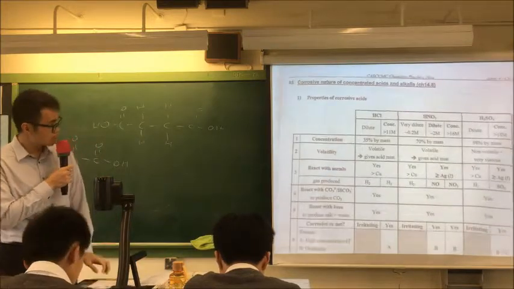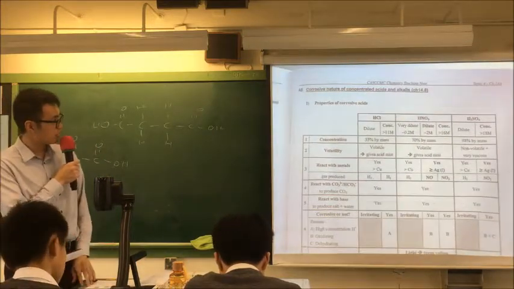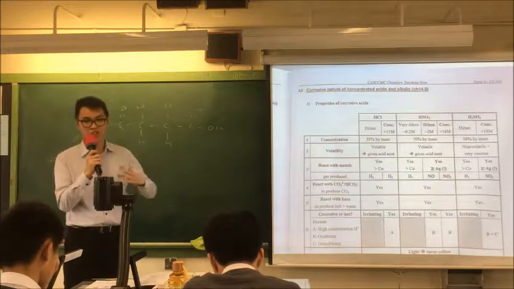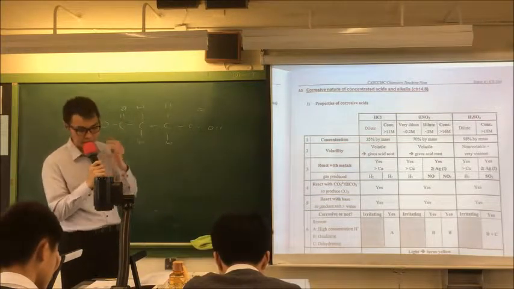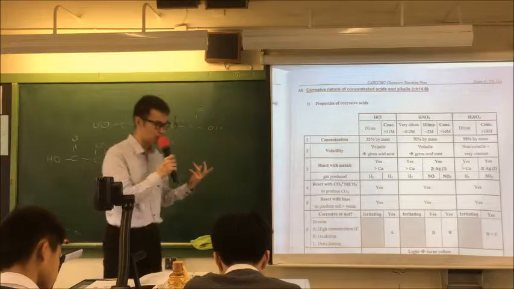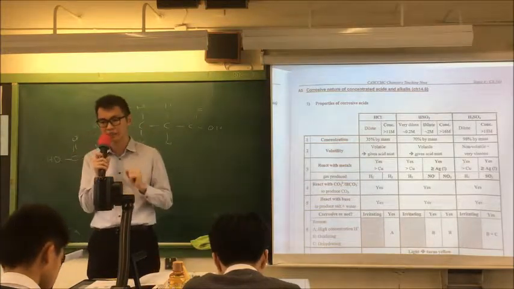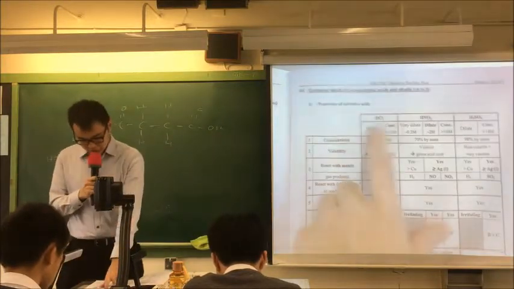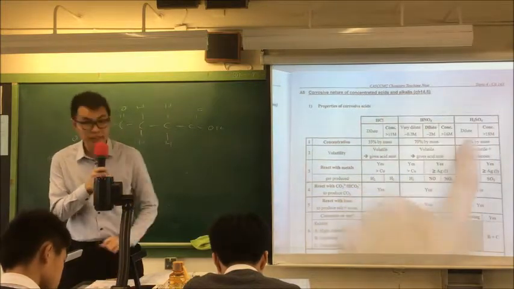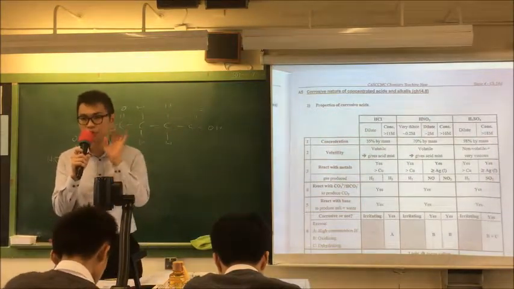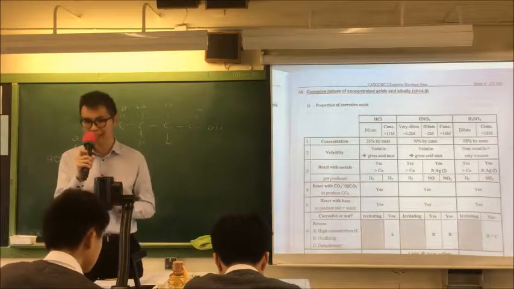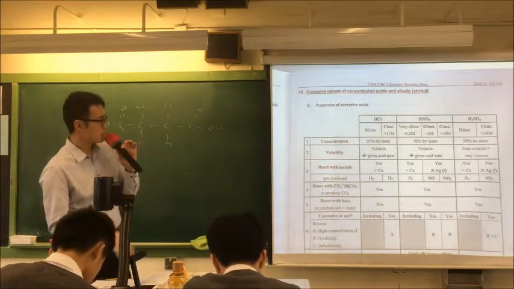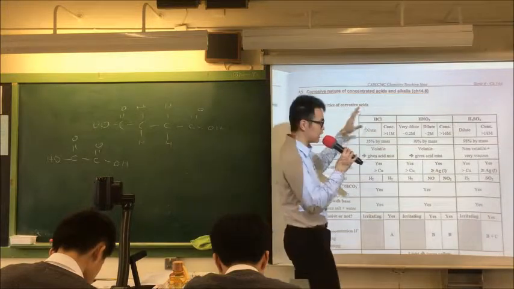Okay, this is the last section for the acid part: the corrosive nature of concentrated acid and alkali. First of all, concentrated acid. I haven't mentioned a lot about concentration, but you will encounter it a lot because the next chapter, chapter 15, is about the calculation of the concentration of different solutions. These three are the main acids that you will encounter in chemistry, the most common ones. And these three are also mineral acids.